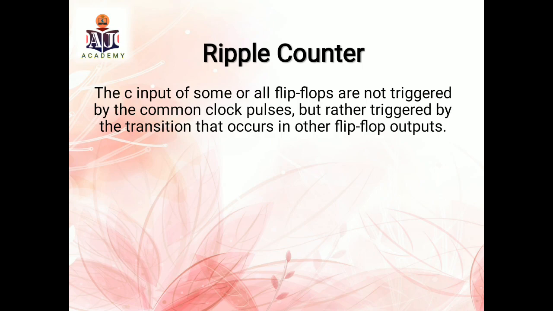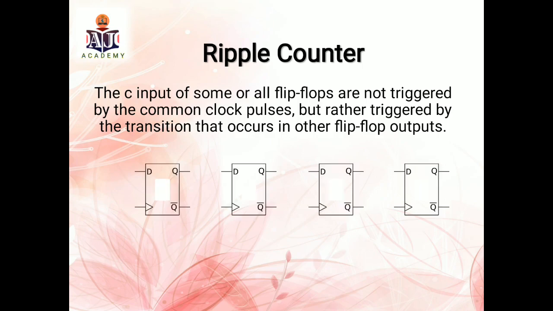See the illustration here. 4 flip-flops are there. Each flip-flop is going to have a clock input as a C. The first flip-flop is going to receive a direct clock pulse, but the second flip-flop is not going to get this direct clock pulse. It is going to get the clock pulse from the output of the first flip-flop. Similarly, the third and the fourth flip-flops. This is the ripple counter.